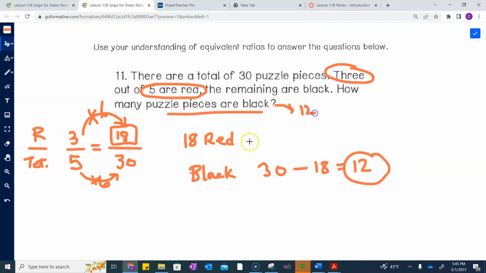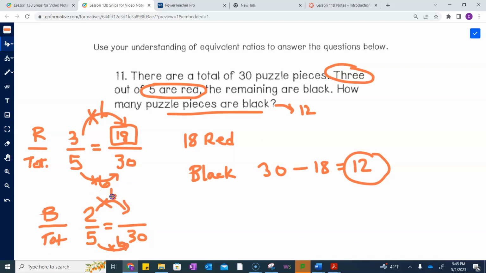There are 12. Another approach, just to look at it differently: if we know every 3 to 5 are red, that means 2 to 5 are black. So I could set up a ratio here where I say, hey, I need 30 altogether, scale that up to 30, multiply by my scale factor 6, and I could get 12 that way. I subtract 5 take away 3 is 2, and that tells me 3 to 5 are red, therefore 2 to 5 are black, and then I can scale it up to 30 from there.